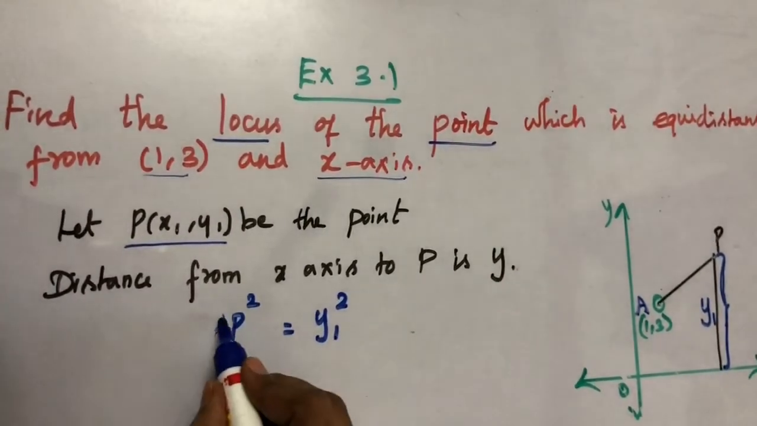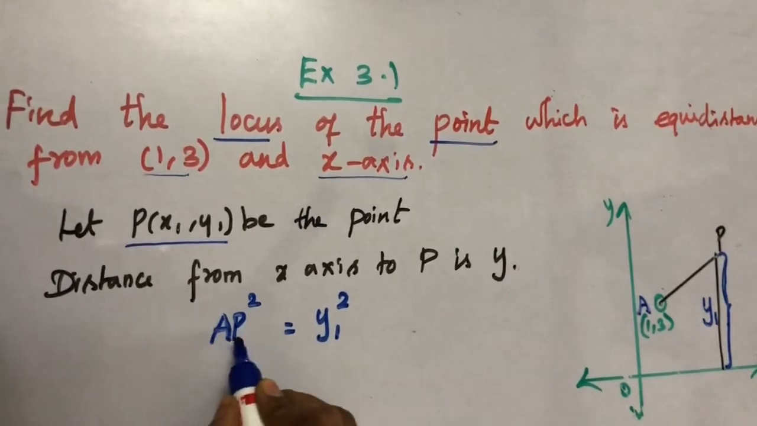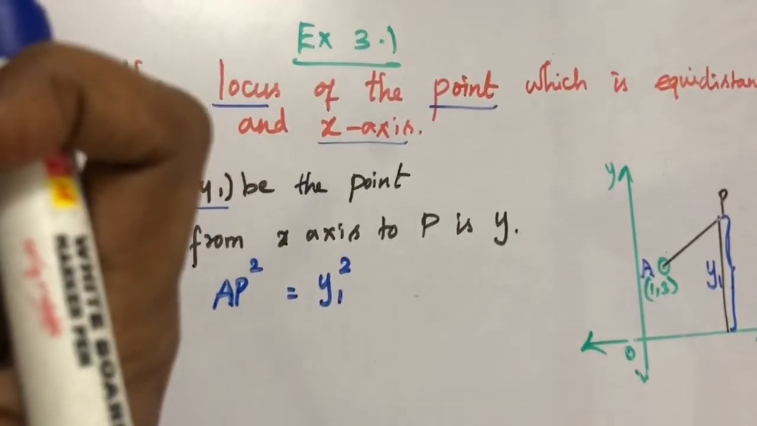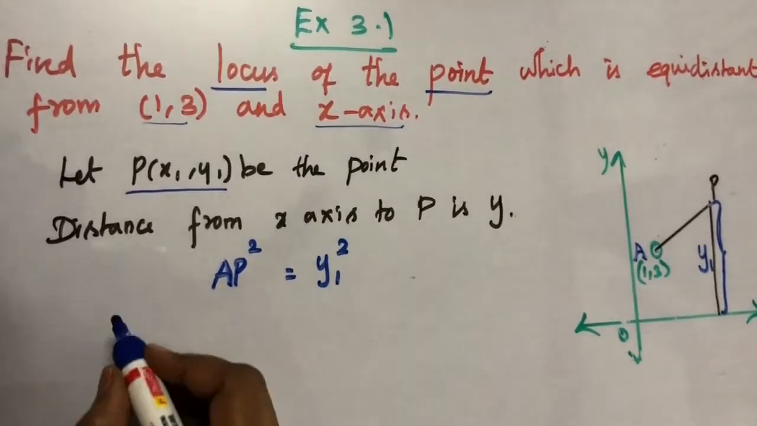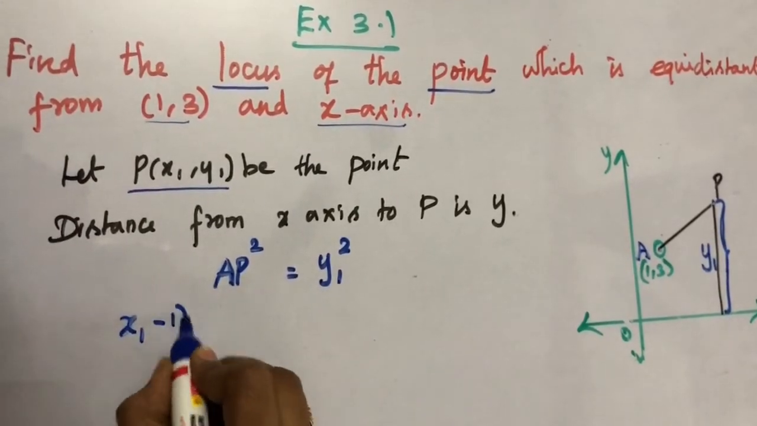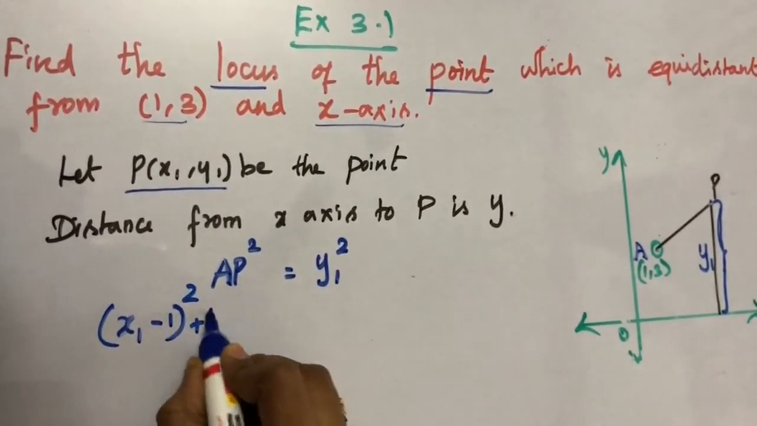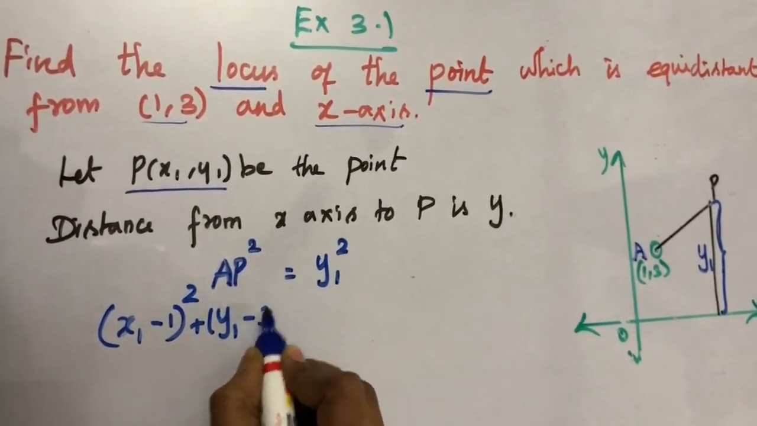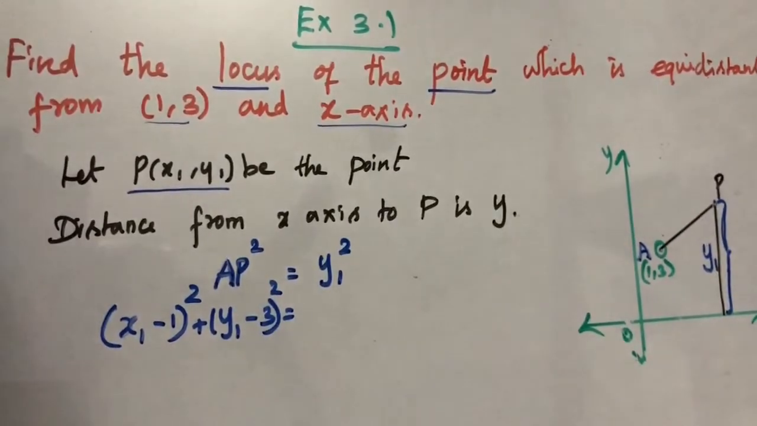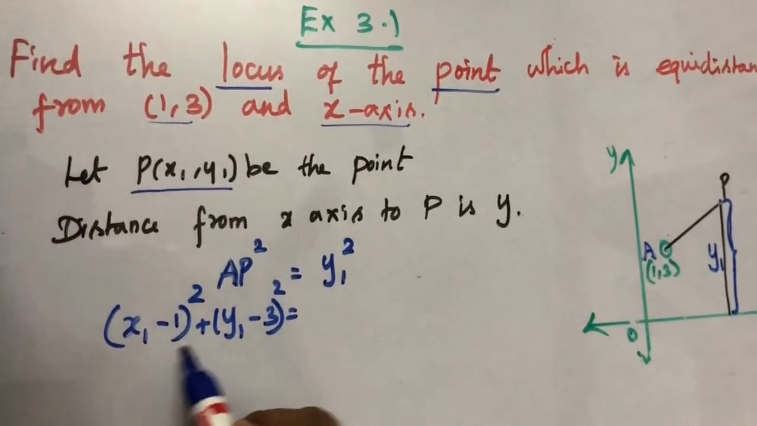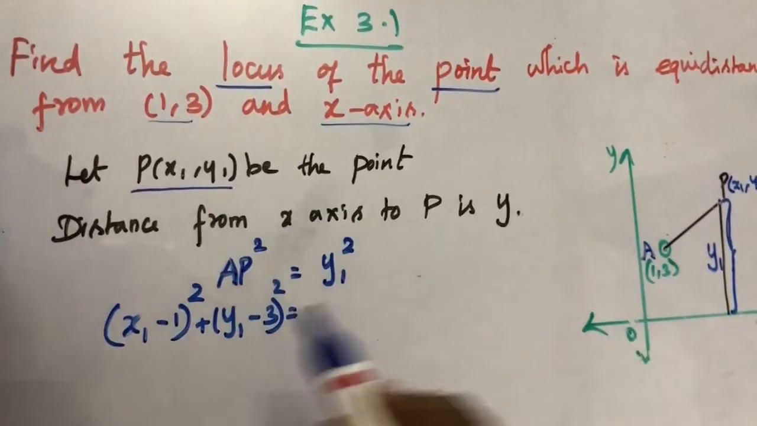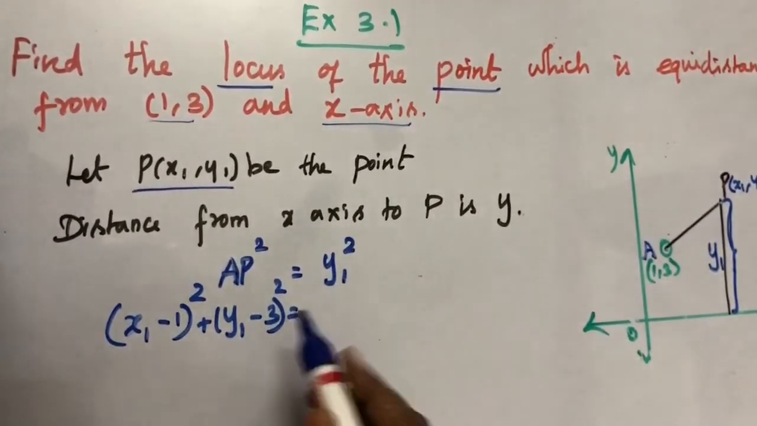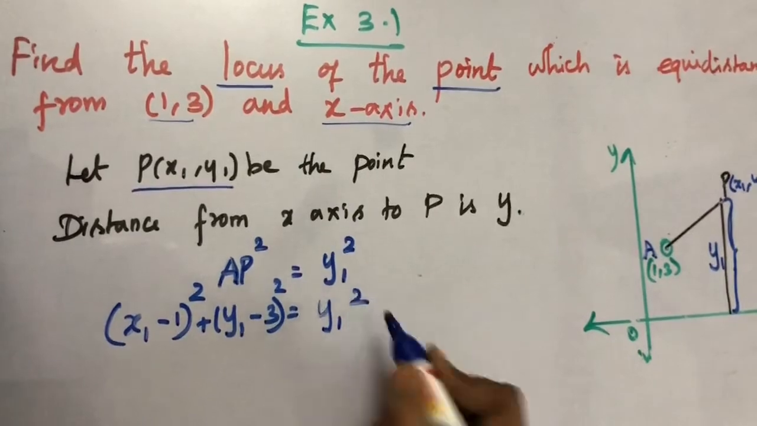What is AP square? Distance between A and P. So here we have to use the distance formula. What is our distance formula? x1 minus 1 the whole square plus y1 minus 3 the whole square. This is our distance formula, distance between 2 points. So the coordinate of this point is x1 and y1. So x1 minus 1 the whole square plus y1 minus 3 the whole square is equal to y1 square.